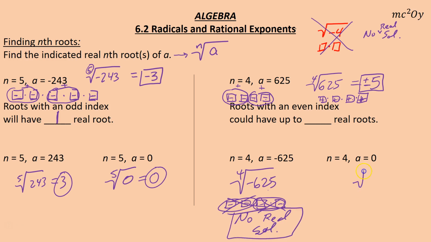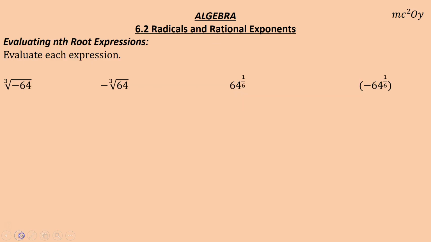And the last one, the fourth root of 0. Well, the fourth root of 0, any root of 0 is 0. So roots with an even index, we'll notice, could have up to, well, we have 2 solutions here, we have 1 or no solutions here and 1 solution here, because they could have up to 2 real solutions. All right, so let's try some of these together.